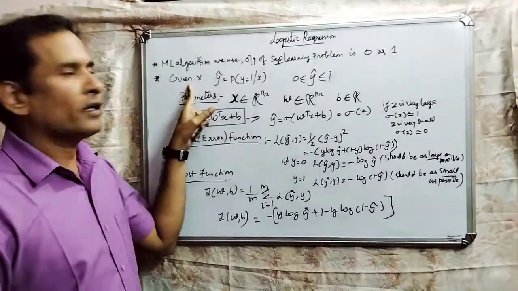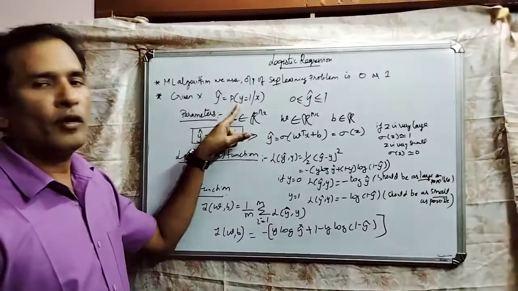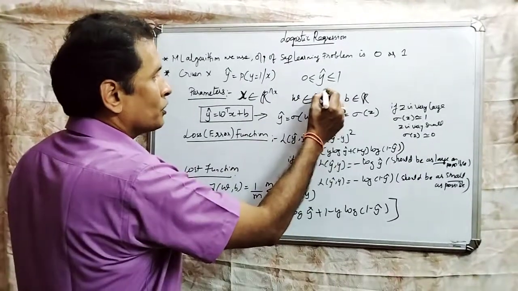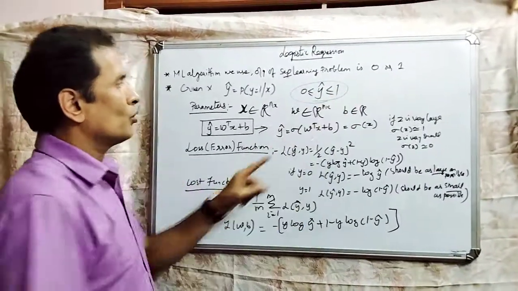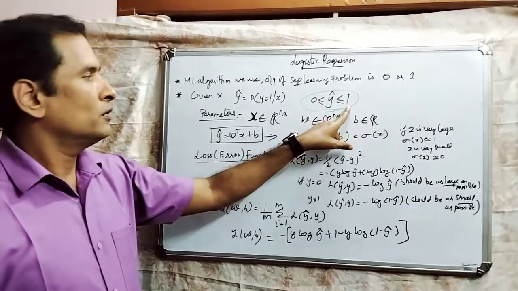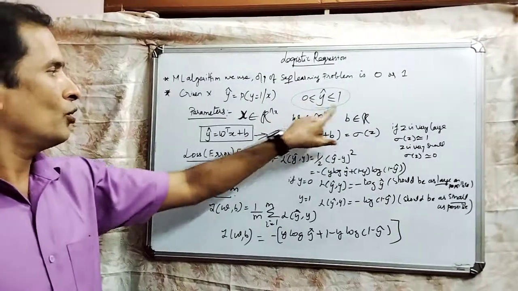Suppose given x, then the estimated output y hat is equal to the probability of y equal to 1 for given x, where y hat lies between 0 and 1. So the estimated output should always lie between 0 and 1. That is a special case of logistic regression where the value ranges between 0 and 1.